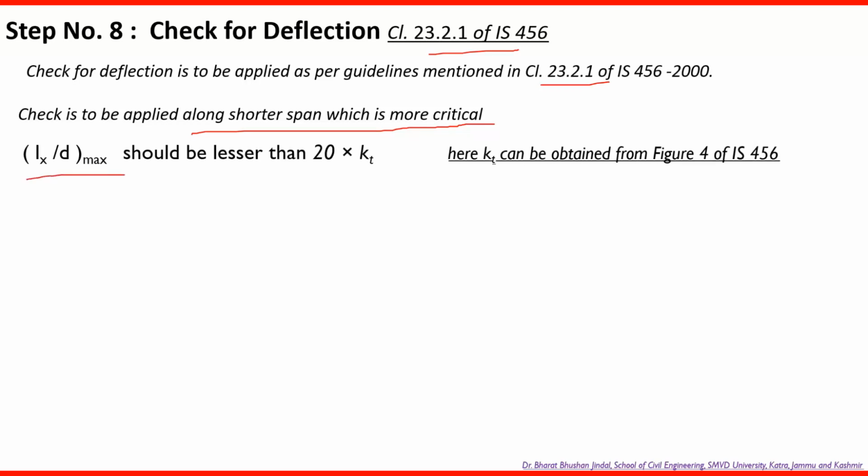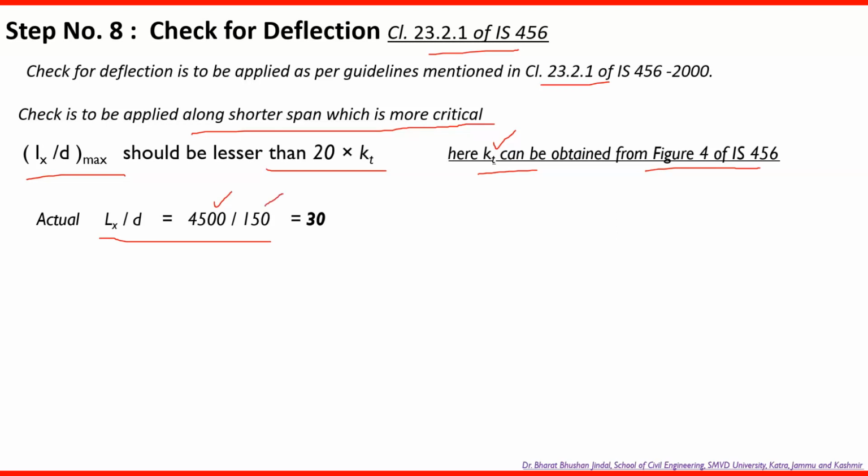And here we have to work out what is the Lx by d maximum value, and that should be lesser than 20 into kt. Now what is kt? As we have discussed in the one way slab also, this is the reduction factor, and that we can obtain from figure number 4 of IS 456. Now what is Lx by d? That is actual, and it is 4500 by 150, so it comes out to be 30.